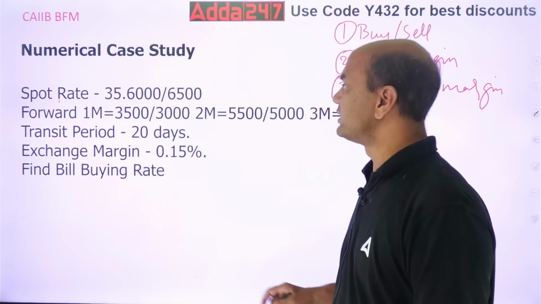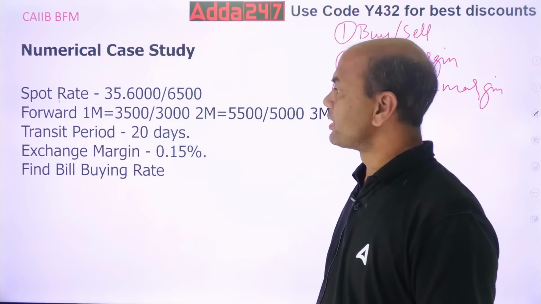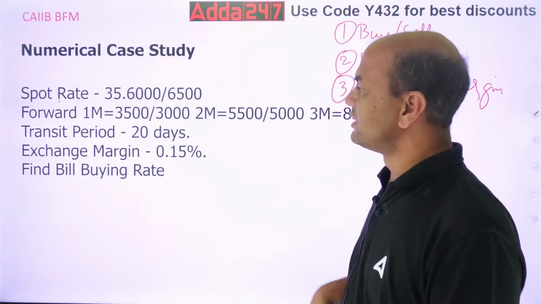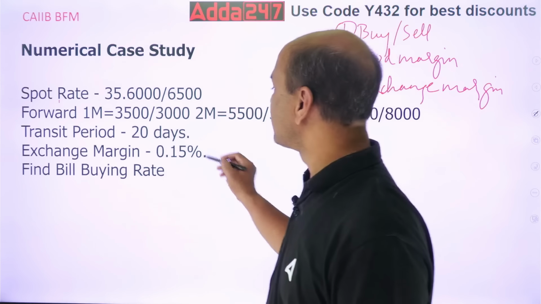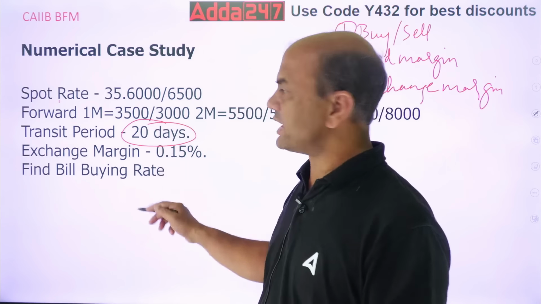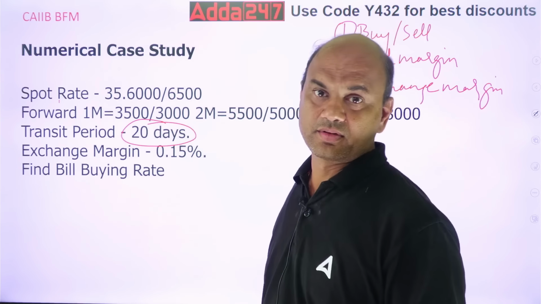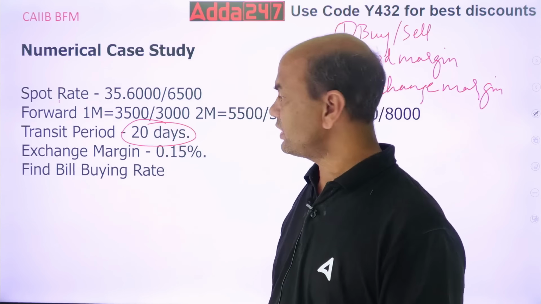What is given? Spot is given 35.6065. Forward is given 1 month, 2 month, 3 month. Transit period is given as 20 days. Now this is a real catch. This will decide whether I have to take 1 month or 2 month or 3 month.